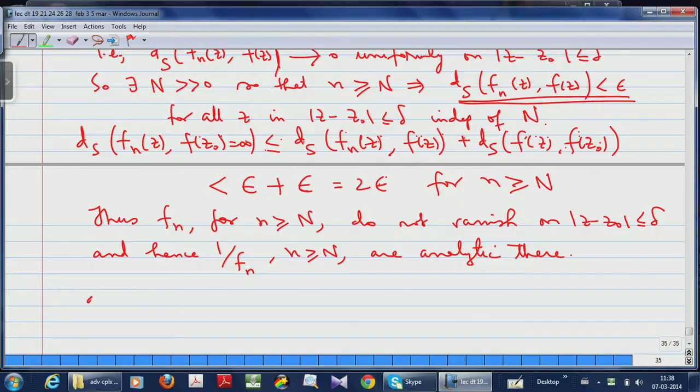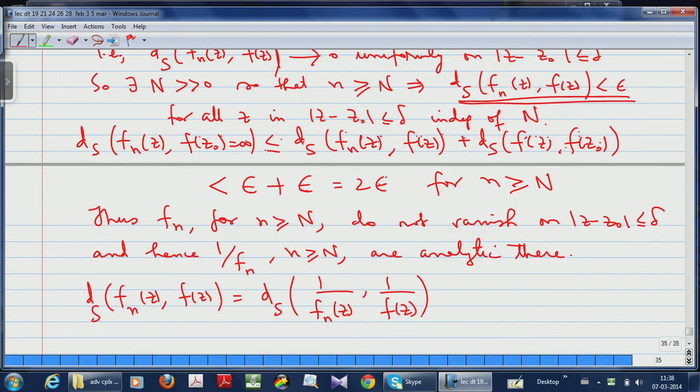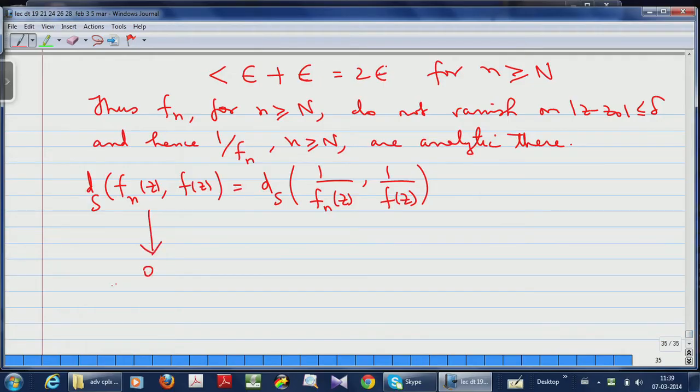So now d_S of fₙ(z) comma f(z) is the same as d_S of 1/fₙ(z) comma 1/f(z). Here is where I am using the invariance of the spherical metric with respect to inversion. And mind you, what is our basic assumption? Our basic assumption is that this fellow on the left goes to 0 normally on D. This is our original assumption.